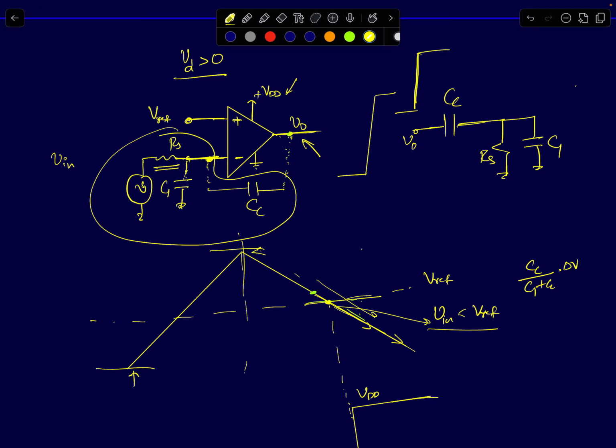It's changing very slowly compared to the output. The output is a high gain comparator, a high gain amplifier, so the output can change very fast. It suddenly goes from 0 to VDD. So what happens when I apply a step input at this node? What will happen to the voltage at this node?